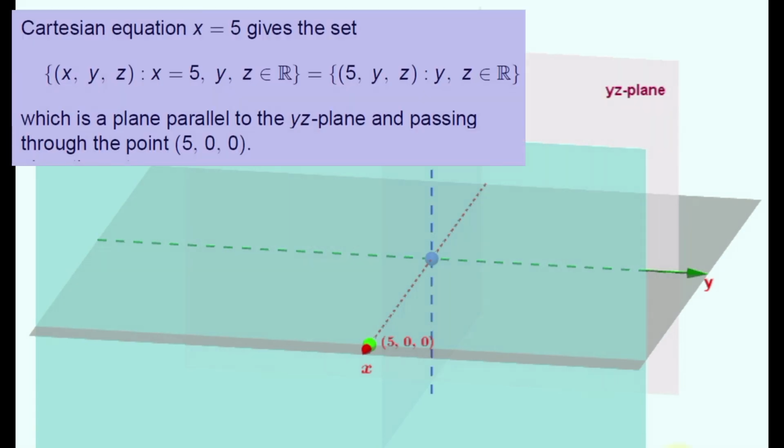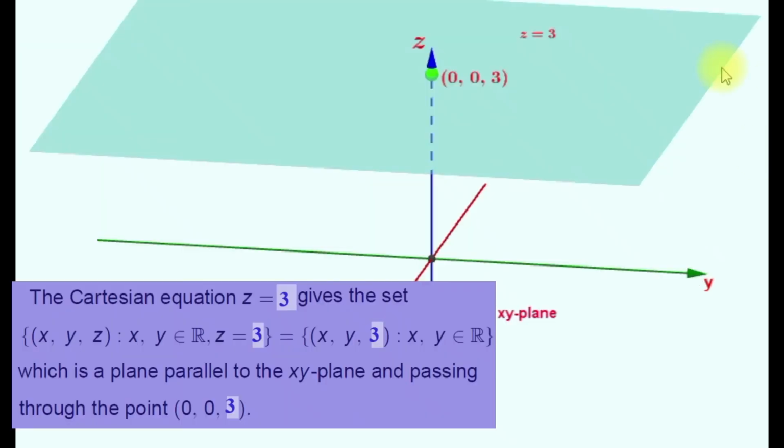In three-dimensional space, the Cartesian equation x equals 5 gives the set of all triples x, y, z such that x is equal to 5 and y and z are real numbers, which is equal to the set of all triples 5, y, z where y and z are real numbers. This is a plane passing through the point triple 5, 0, 0 and parallel to the yz plane.